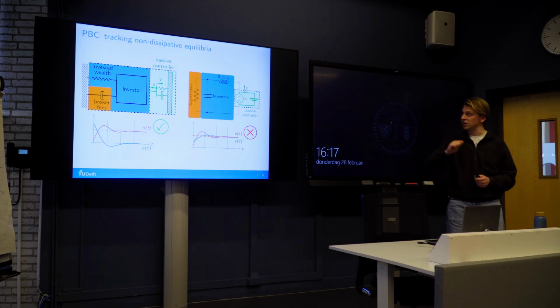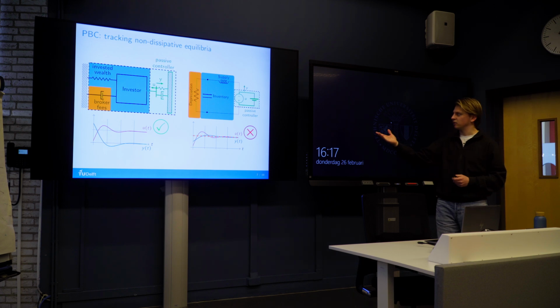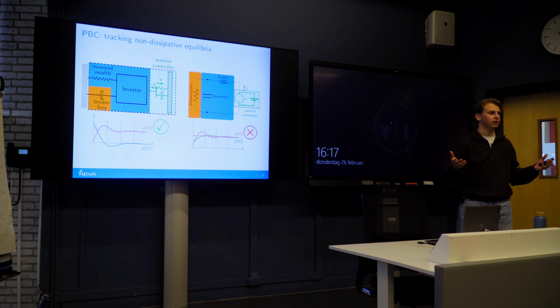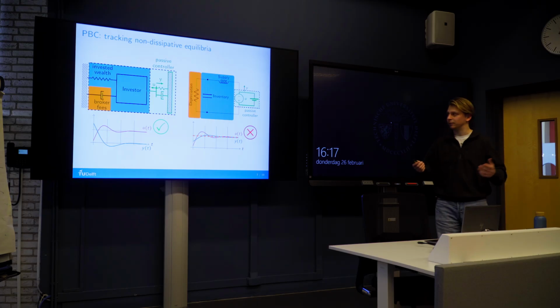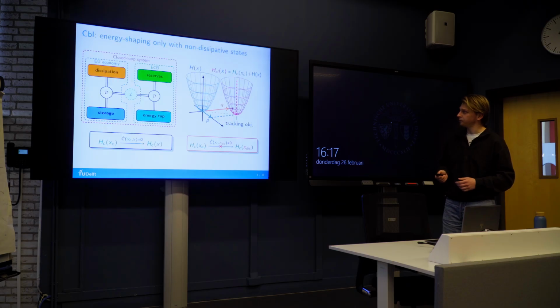I need to inject energy in my RLC circuit. But my system is passive, so this means I will need an infinitely large battery, and that is actually exactly the same as an active element. So this doesn't work, and the mathematics also tells us this.